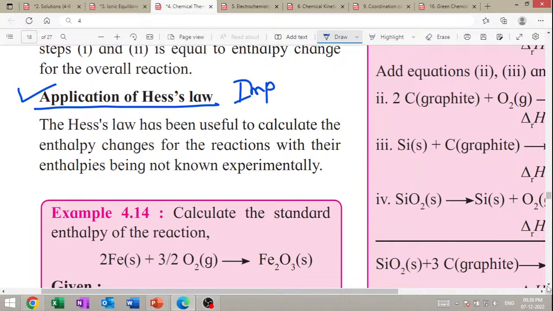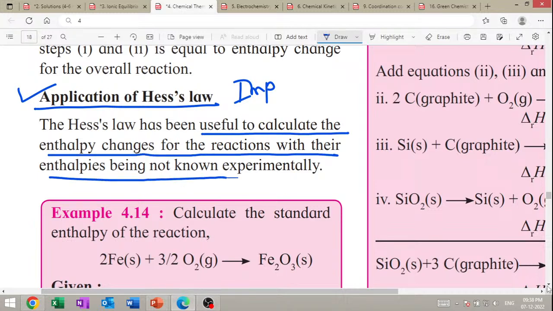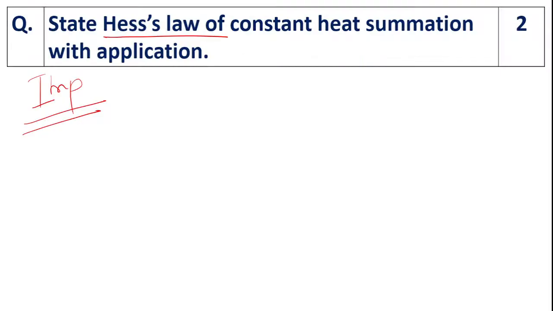Hess's law has been useful to calculate the enthalpy changes for reactions whose enthalpies are not known experimentally. So yes, this is a very important application of Hess's law. You should be able to write this one. Okay, this is the question related to Hess's law: Hess's law of constant summation with application. This is a question for 2 marks.